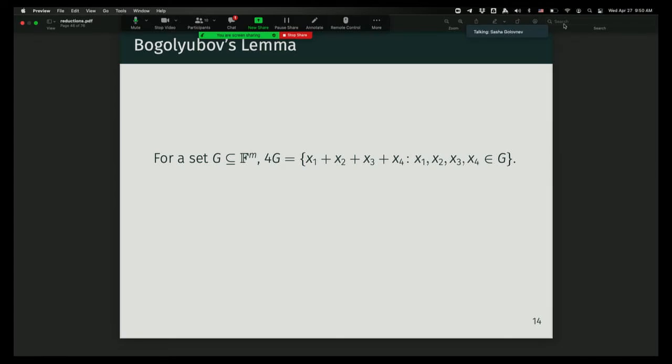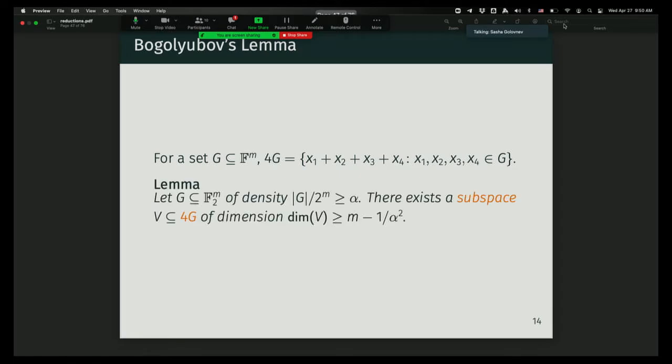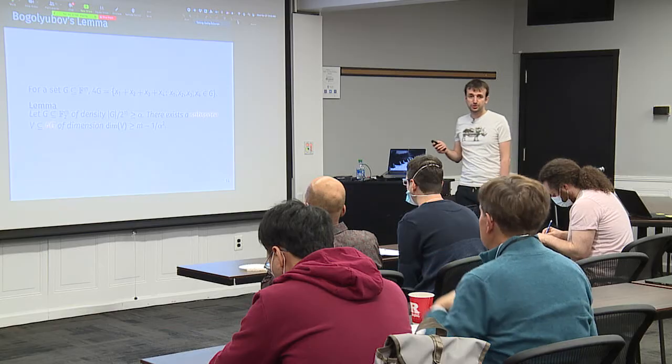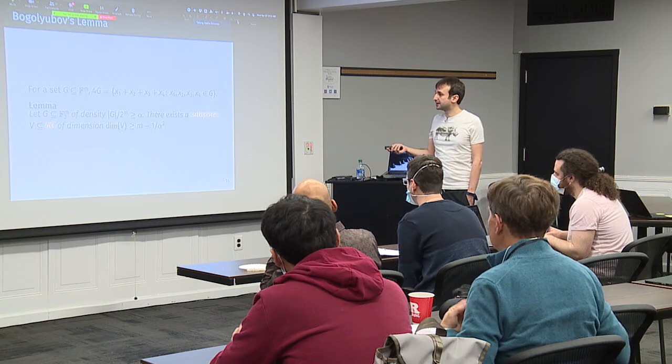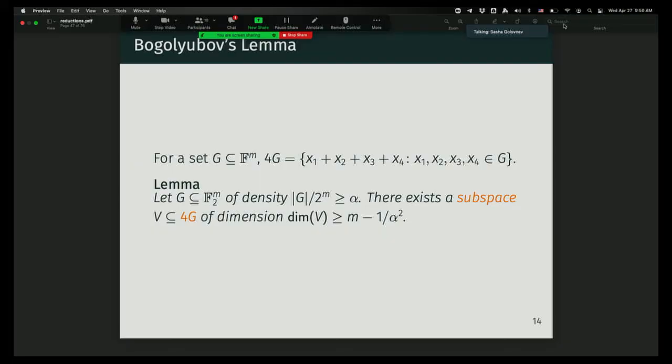Okay? And there is this classical result in additive combinatorics called Bogolyubov's lemma. It just says that if you have a huge set, a set of large density, then its sum set, its 4G, actually contains a huge subspace, a highly structured set. Okay? So that's what we're going to use for our worst case to average case reductions. And here's an example of how we could use it. Questions? Maybe?